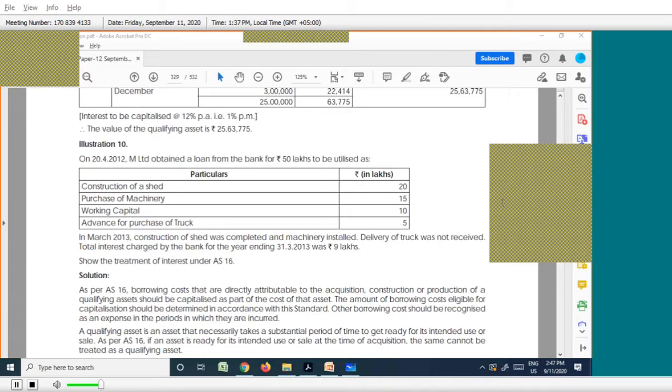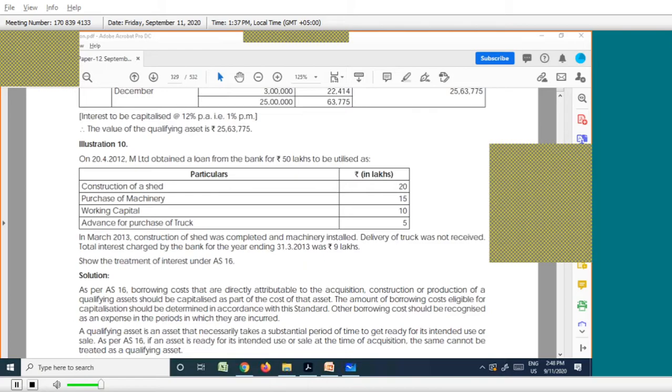Okay, let's go to the answer. The question is: on 24/2012, M Limited obtained a loan from the bank of rupees 50 lakhs. What is the purpose of this loan actually?